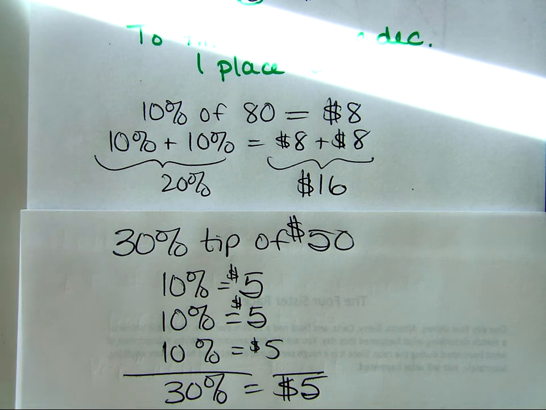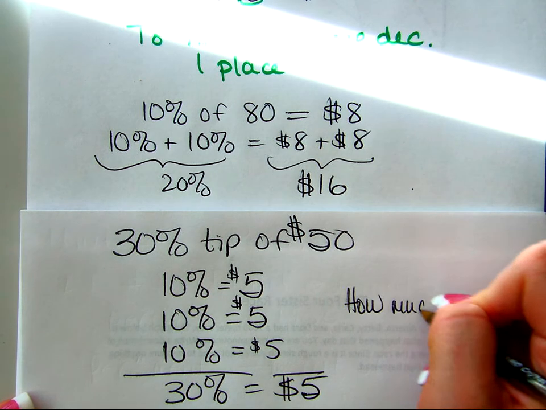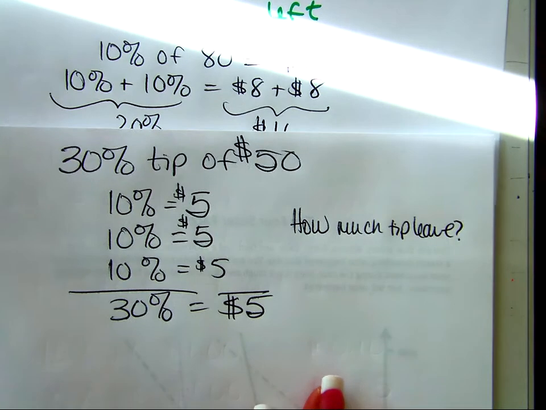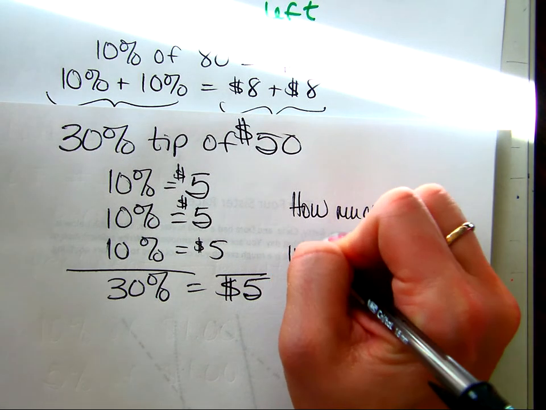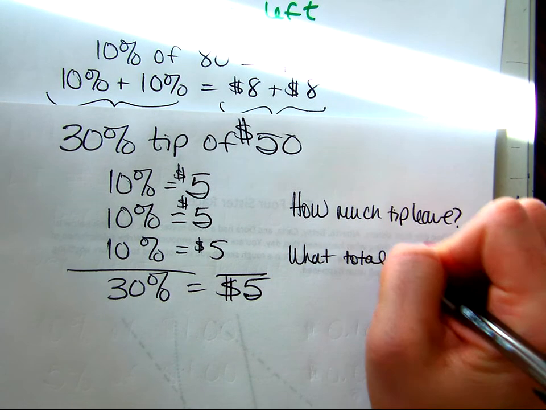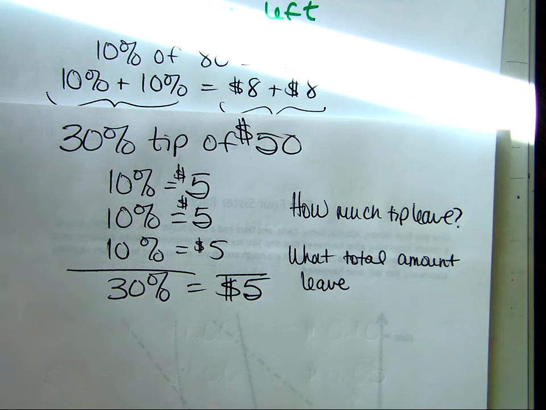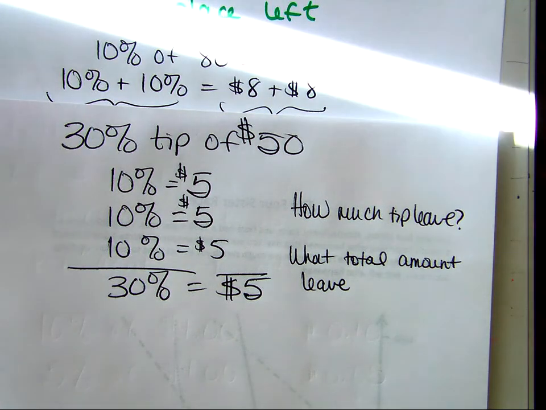Now, I'm going to be really tricky here for a minute, because I'm going to ask you 2 different questions. How much tip do you leave? And the second question I'm going to ask you is, what is your total amount that you leave? So, what is the tip versus what is the total amount?